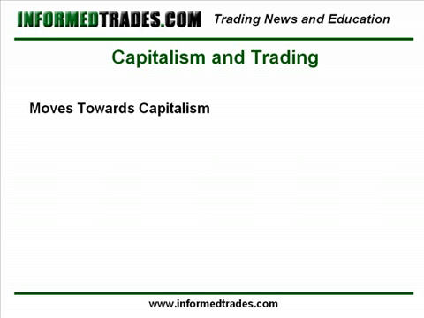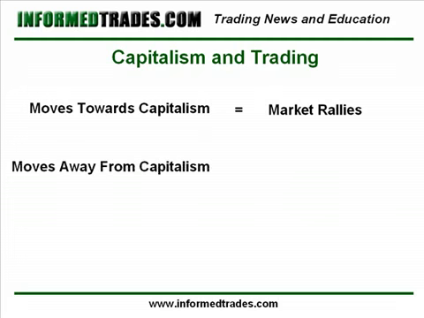Okay, so I'm not meaning to offend anybody here, but in a general sense, moves towards capitalism are seen as pro-business and pro-growth. So whenever you see an economy or policies and those types of things that are seen as capitalistic ideas or moves towards capitalism, this is normally going to equal market rallies, all other things being equal. Similarly, moves away from capitalism are normally considered anti-business and anti-growth by the market. So whenever you see these types of things in an economy, you're going to see market declines or market sell-offs. Okay, so that's how it applies to trading.